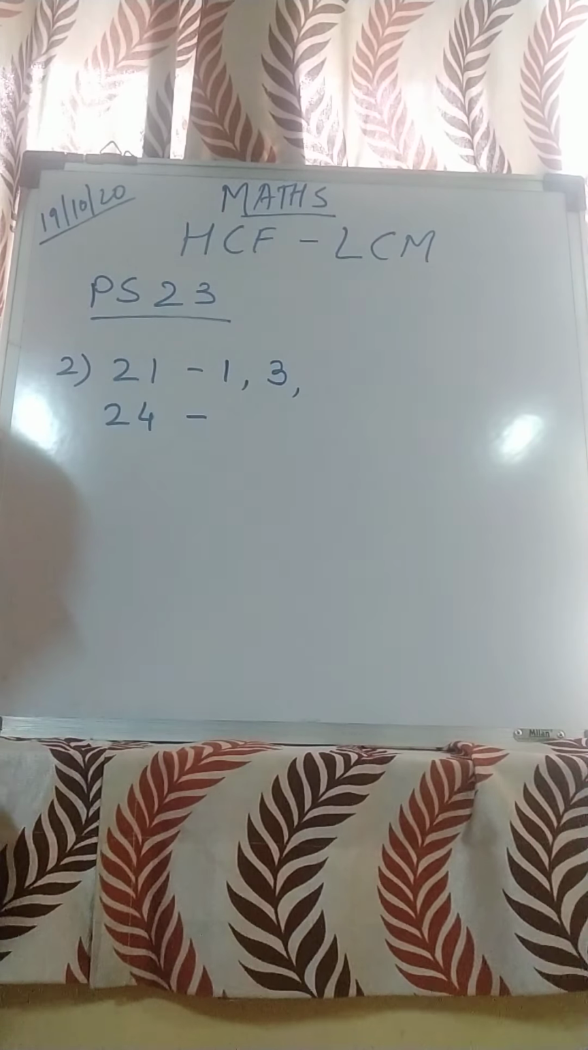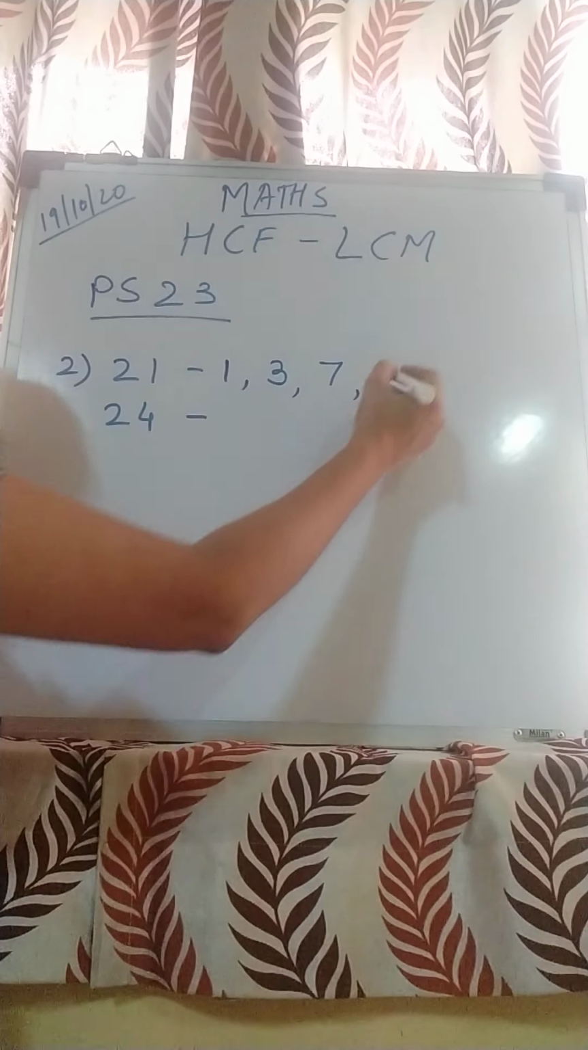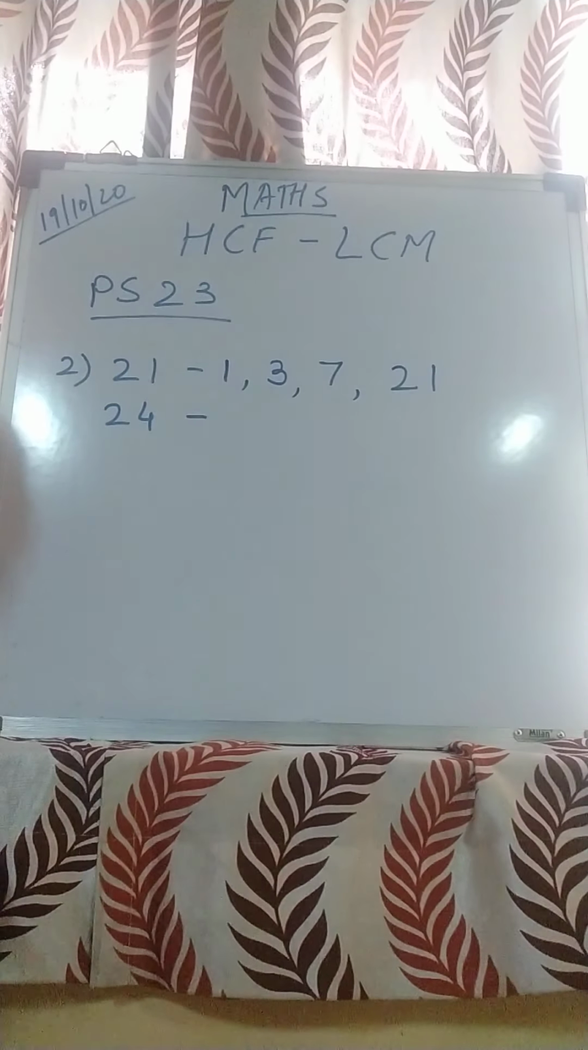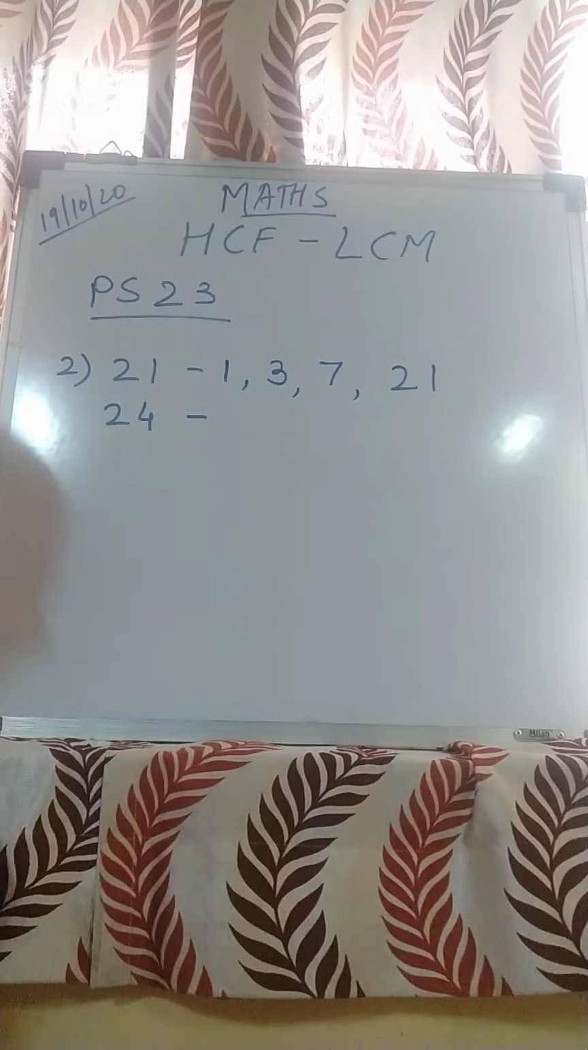Then the next divisibility test is 9. Can 9 divide 21? No, because 2 plus 1 cannot divide. Now see, in the 7th table, 7 threes are 21, so you can divide by 7 also. After 7, no number can divide 21 other than 21 itself. So the last factor is 21, because that number divides itself.